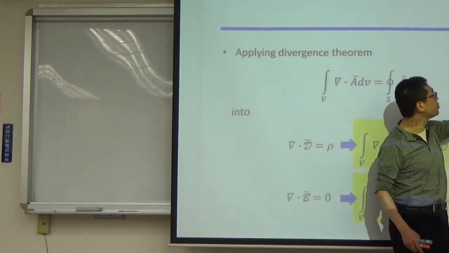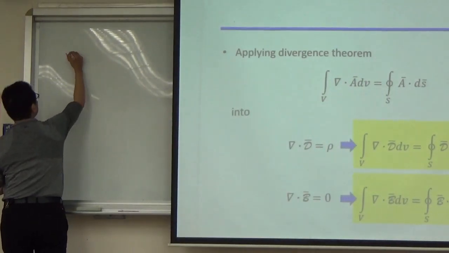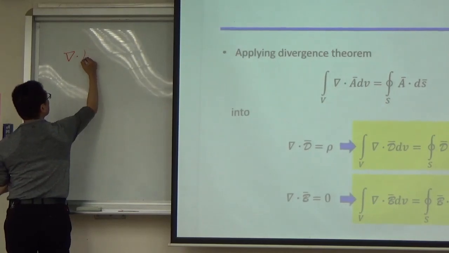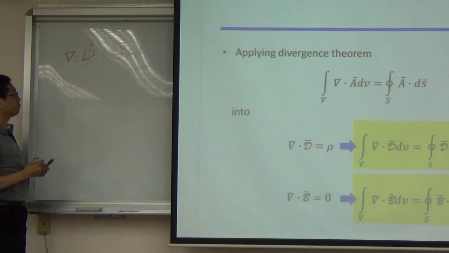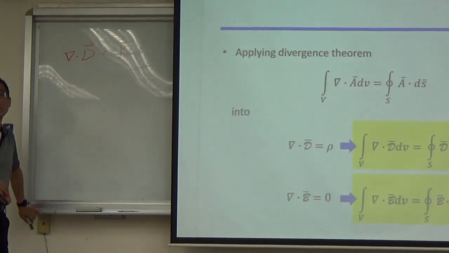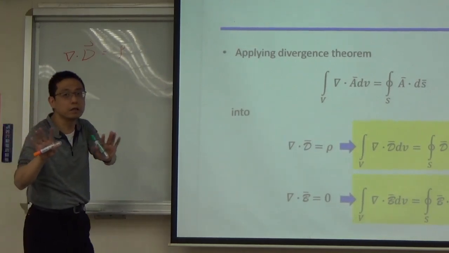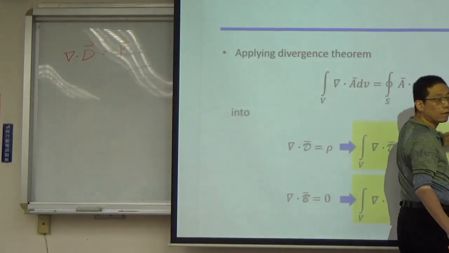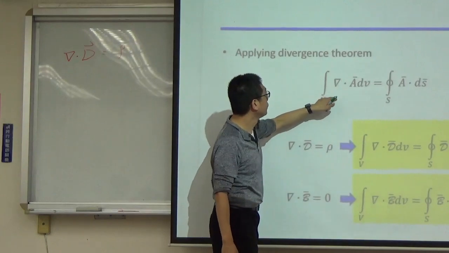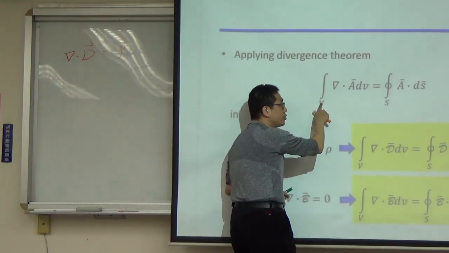I take this equation and directly write down D equals the electric charge density. I didn't do anything, don't be scared. I just write down this one. Then I try to do the volume integration to both sides.